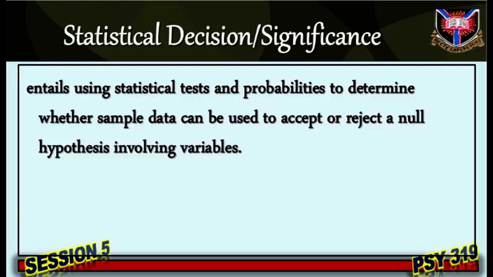Statistical decision and significance. A difference between means is described as being statistically significant. That is, one mean is larger in value than another. Significance testing entails using statistical tests and probabilities to determine whether sample data can be used to accept or reject a null hypothesis involving variables. The word significance in the context of statistics refers to whether a result is statistically reliable, one that is sufficiently trustworthy so that an investigator can reasonably reject the null hypothesis. Thus, you are able to decide whether to accept or reject the null hypothesis.